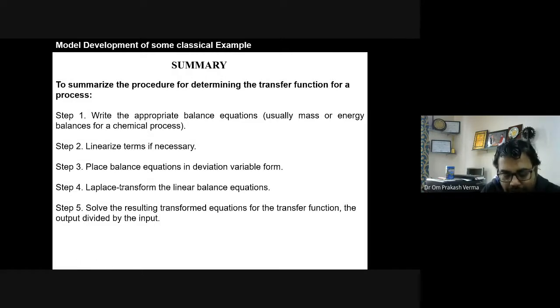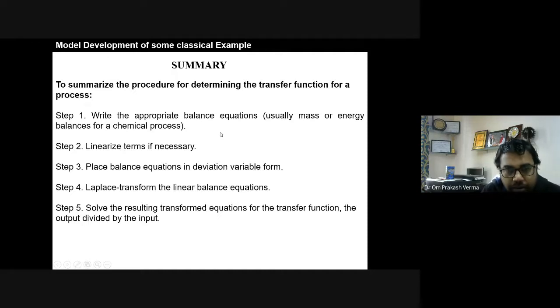First model is the distributed parameter model of the thermometer. We have now seen the thermometer model as a lumped parameter model. We will see how the model changes in the distributed parameter model. And second, we will develop the model for the CSTR, continuous stirred tank reactor. Now I will summarize the modeling part.